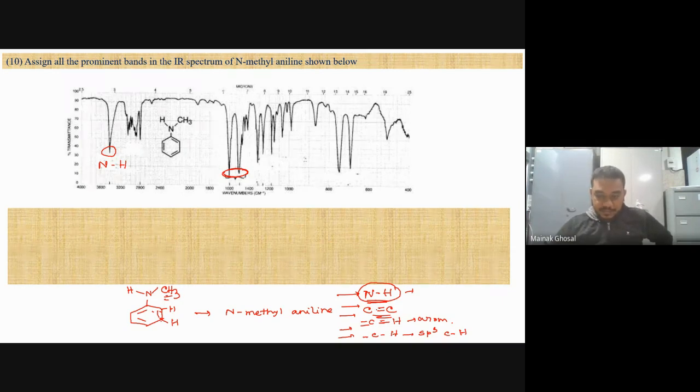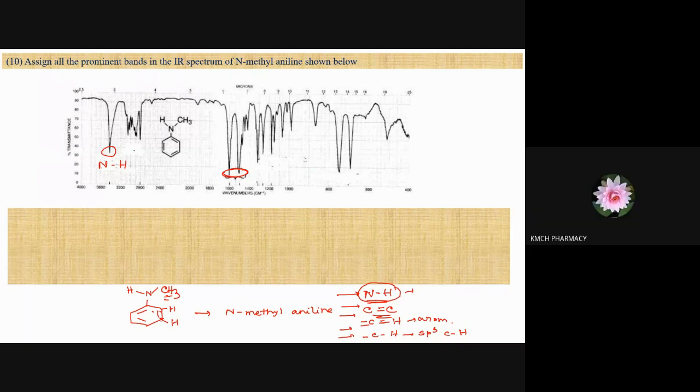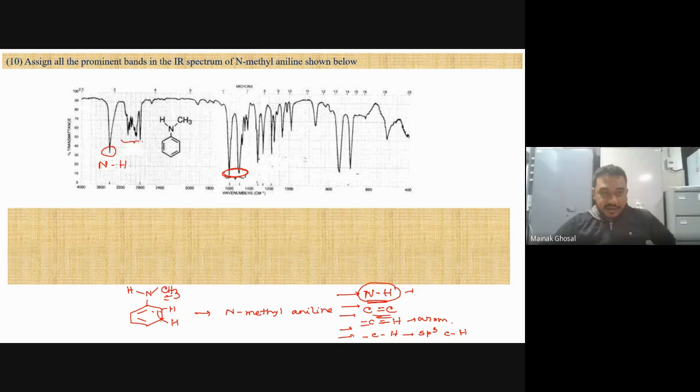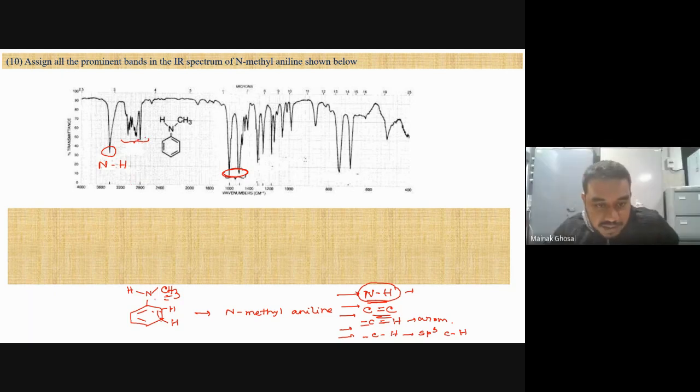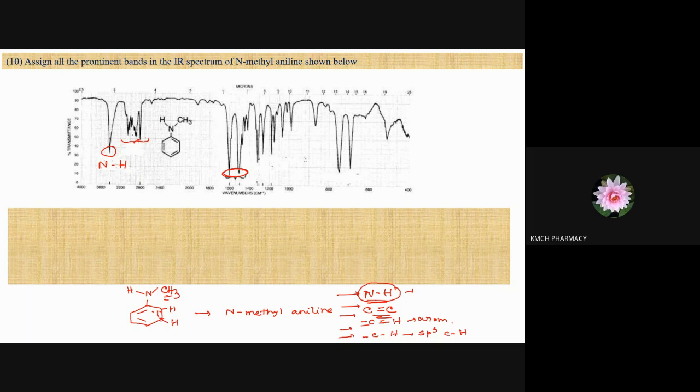Which one will be there? Below 3000 is saturated, above 3000 is sp2. Above 3000 is the aromatic region. Below 3000 is CH saturated, that is for CH3. CH saturated means this CH3, right? And above 3000 is aromatic. Correct. Exactly.